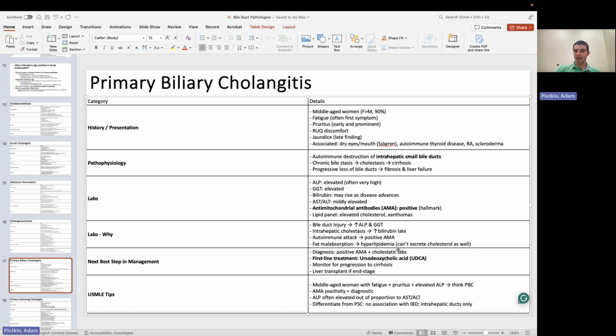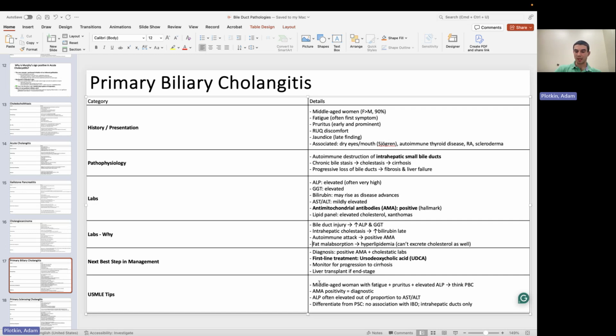Diagnosis, so again, positive AMA and cholestatic labs. First line treatment is ursodeoxycholic acid, which helps the enterohepatic circulation of the bile acids to help remove some of these excess bile acids. We monitor for progression to cirrhosis and liver transplant if end stage.